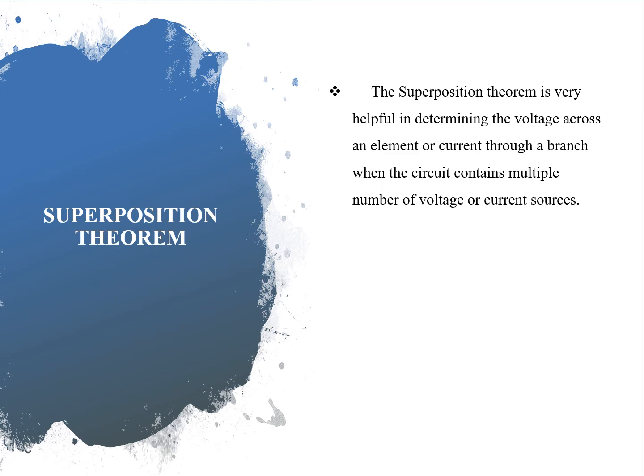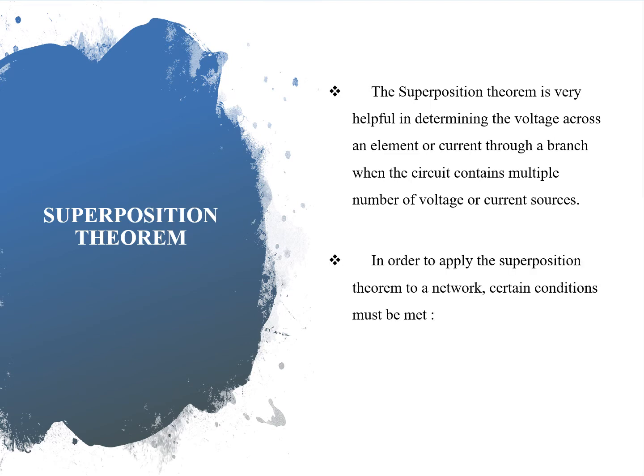The superposition theorem is very helpful in determining the voltage across any element or the current through a branch when the circuit contains multiple voltage and current sources. So it is not that every time we have only a single source. If there are multiple sources, then Kirchhoff's law and Ohm's law are not suitable to find out the current and voltage. Hence, we will use the superposition theorem.